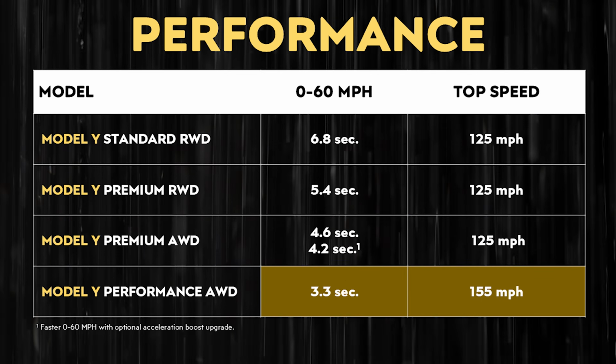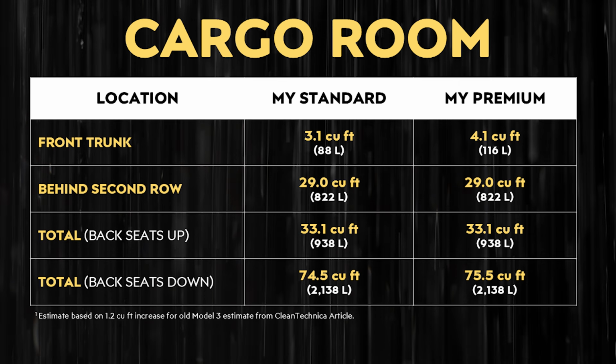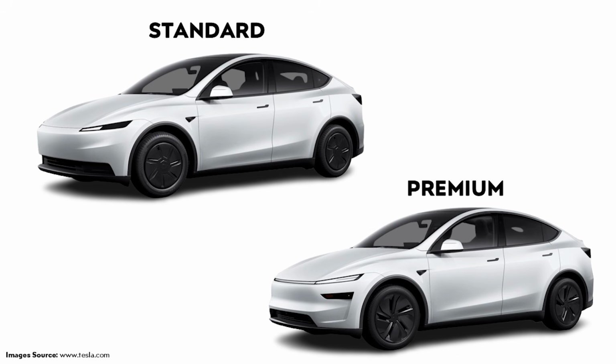When it comes to performance, this standard version is quite slow as compared to the other versions of the vehicle, with a 0 to 60 mile per hour time of 6.8 seconds. That's pretty slow as compared to the premium rear-wheel drive's 5.4 seconds. The standard version also has a smaller front trunk. Instead of being 4.1 cubic feet, it's around 3.1 cubic feet, and it does not have a weather seal around the tub, and it's missing a lot of the trim that you get with the performance and premium versions of the Model Y, so when you pop the front trunk, it doesn't look quite as finished.